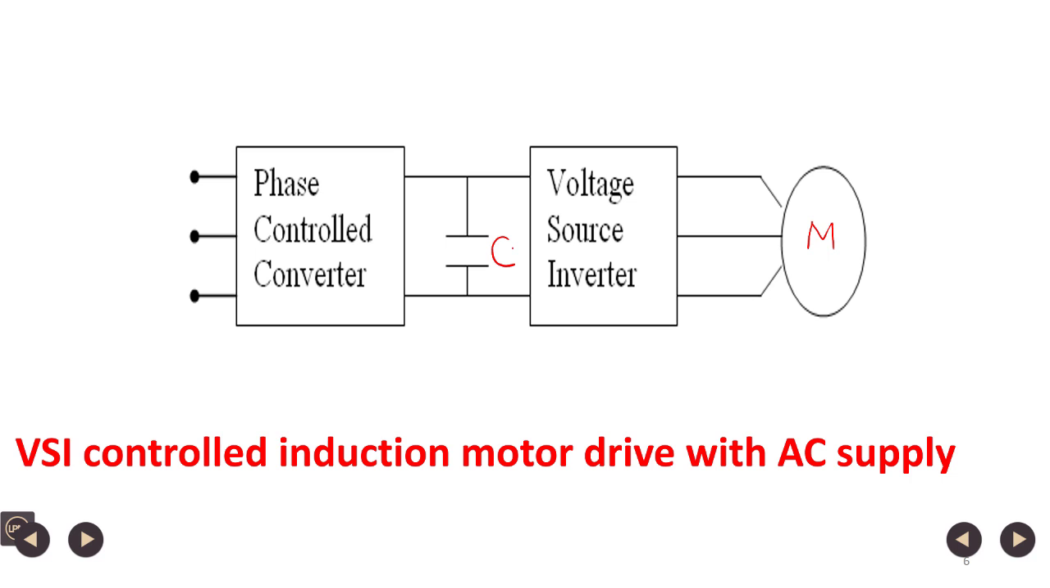So that the output voltage, which is the input voltage to the VSI, is kept constant, and also the VSI is not affected by the switchings in the phase control converter. During switching, whatever voltage changes occur will be absorbed by the large capacitor. So switching of the phase control converter will not affect the voltage source inverter operation.